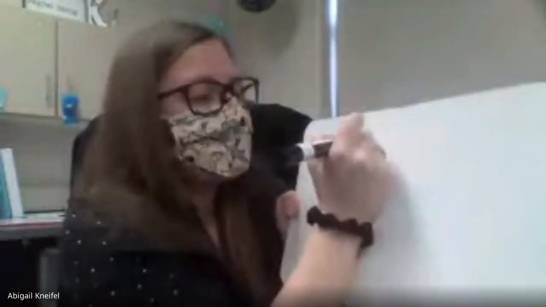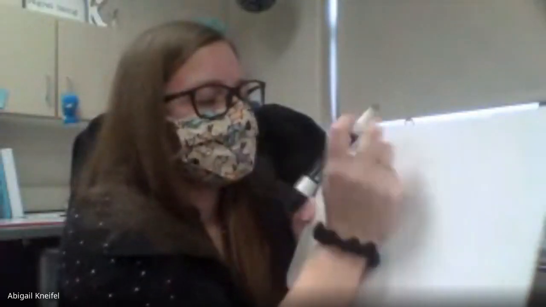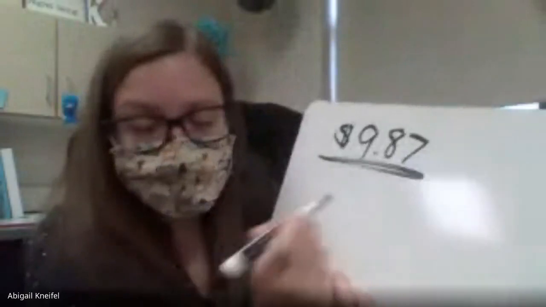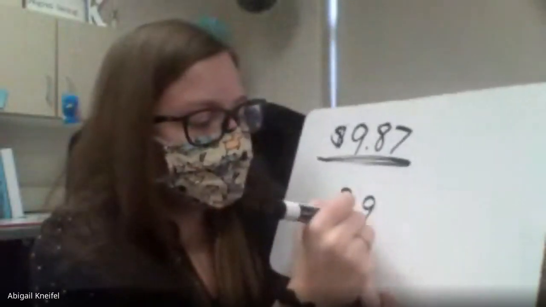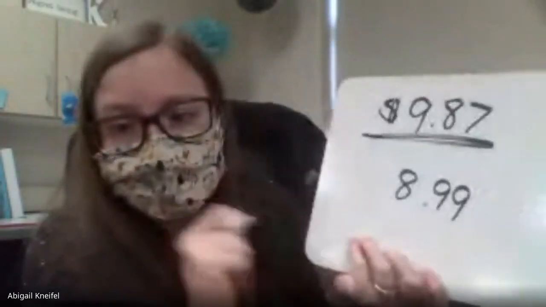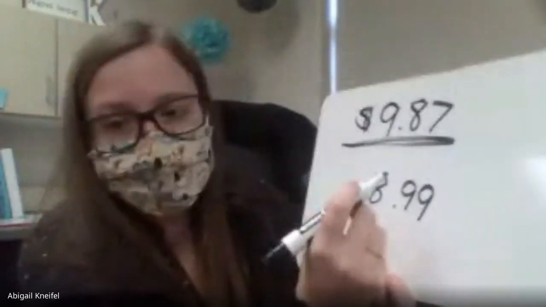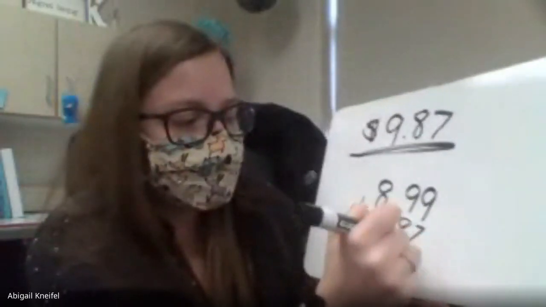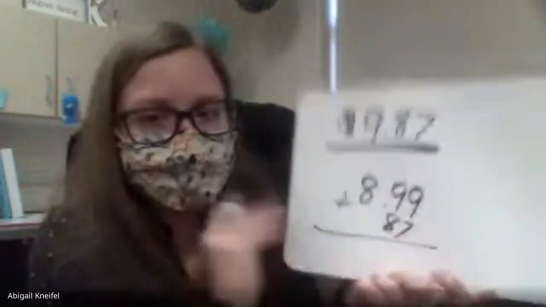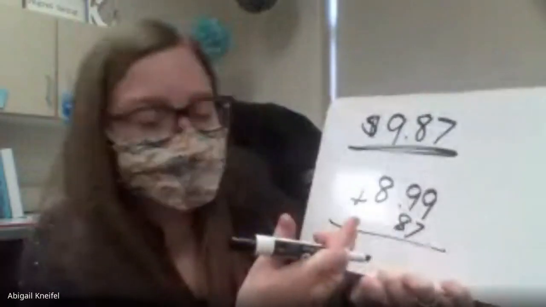If you let me read it, I can probably figure it out. All right, so if he has this much money, okay? So he's got $9.87. This is what he has. But he wants to buy a toy that's $8.99. And he knows there's going to be tax. So the first thing Mrs. Kneifel would do is add some tax. I don't know how this is division, but that's beside the point. First thing I'm going to do is add some tax.